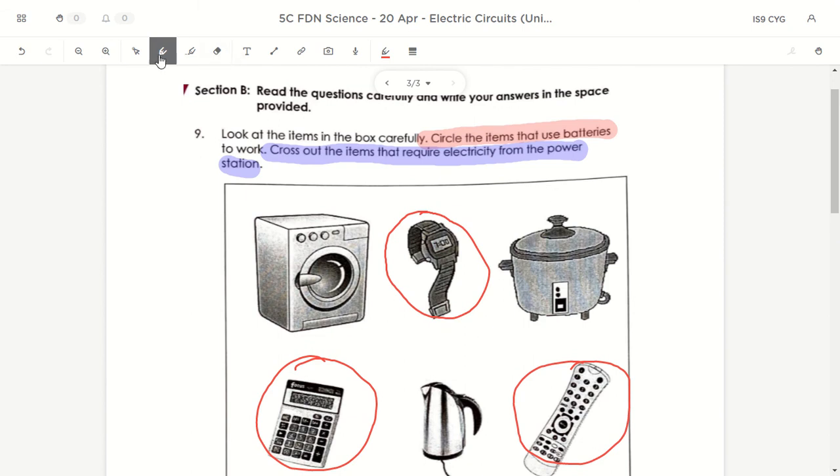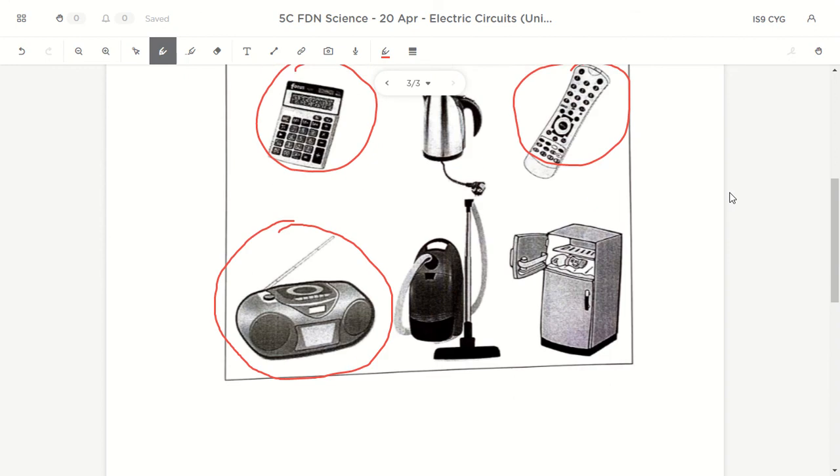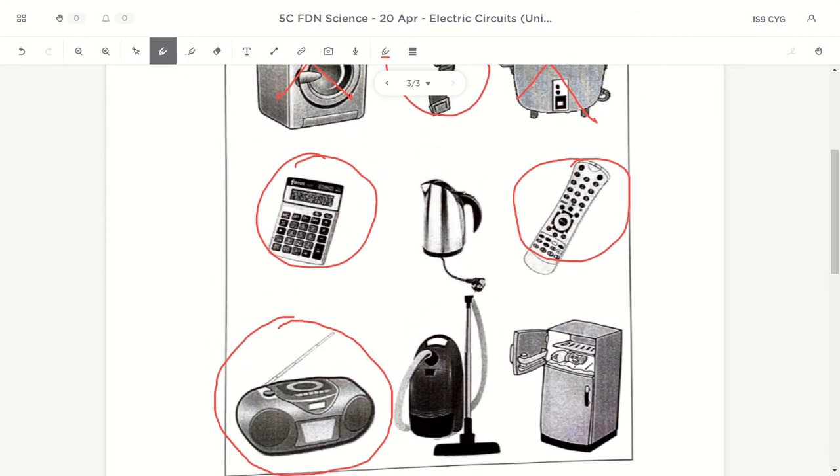Okay, so now we cross out things that use electricity from the power station, which are those that you need to plug into the power plug. So yep, you need to plug this in. You can use batteries for this. Don't need to plug this in. You need to plug this in. This one cannot use batteries. This one, the calculator, you don't need to plug into the wall socket. The kettle you need to. The remote control you don't need to.